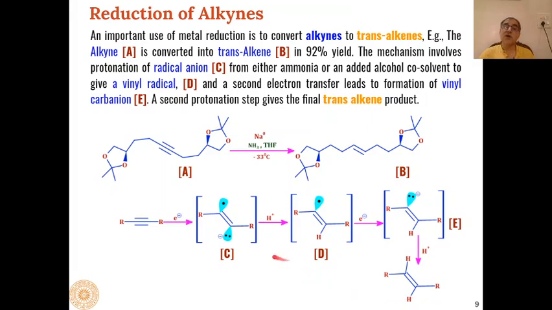So this is how the final formation of trans alkenes takes place as the product, because protons are added one by one, in the first place from this side, in the second place from this side. So that is why we are getting the trans product.